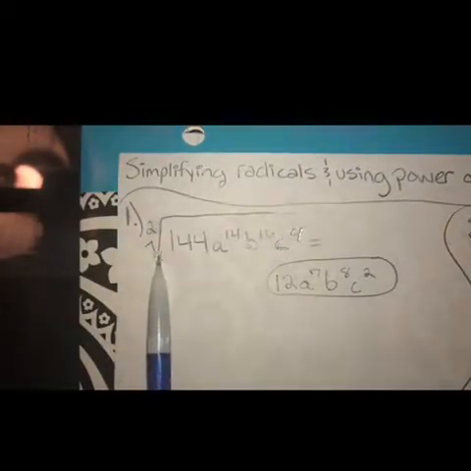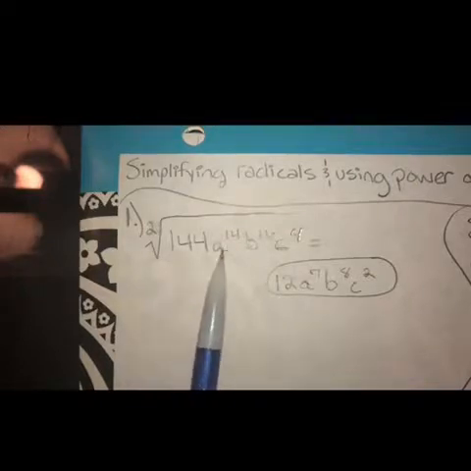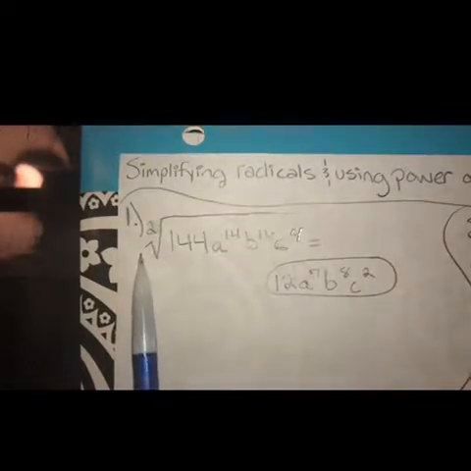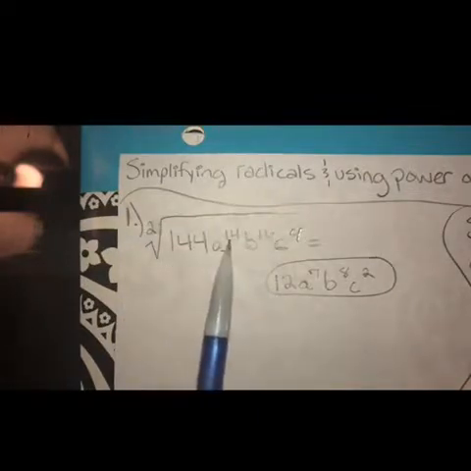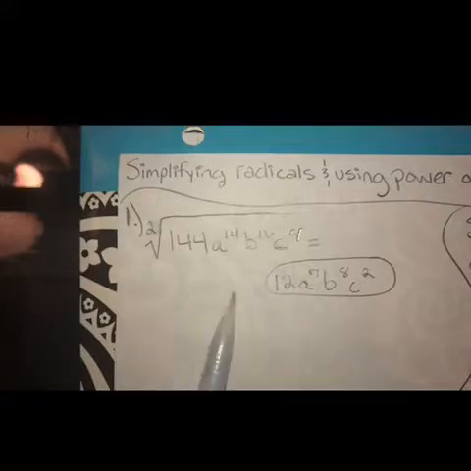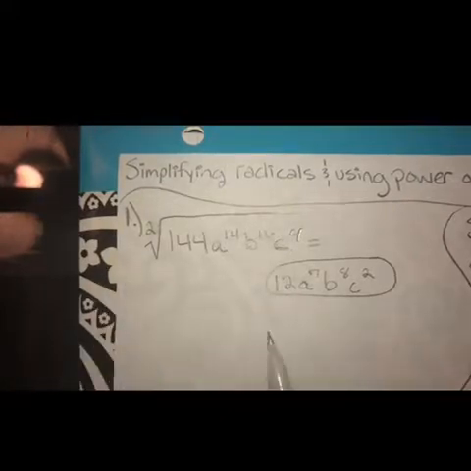Depending on what your index number is will be what you divide these exponents by. Our index number in this problem is 2, so you would say 14 divided by 2 gives you 7. 16 divided by 2 is 8, and 4 divided by 2 is 2. So your answer is 12, a to the 7th power, b to the 8th power, and c squared.